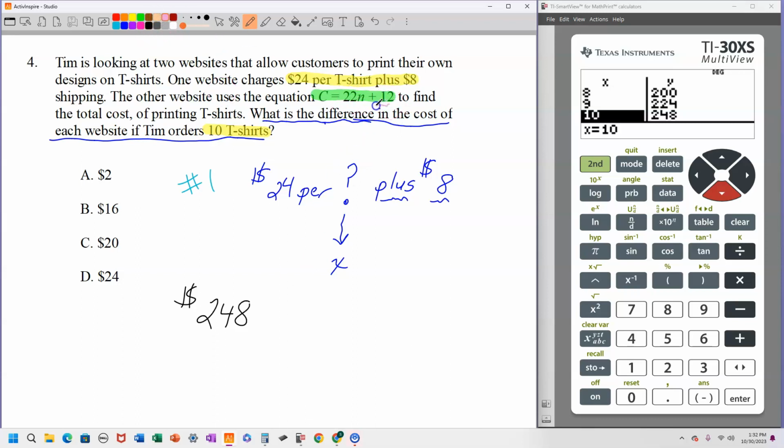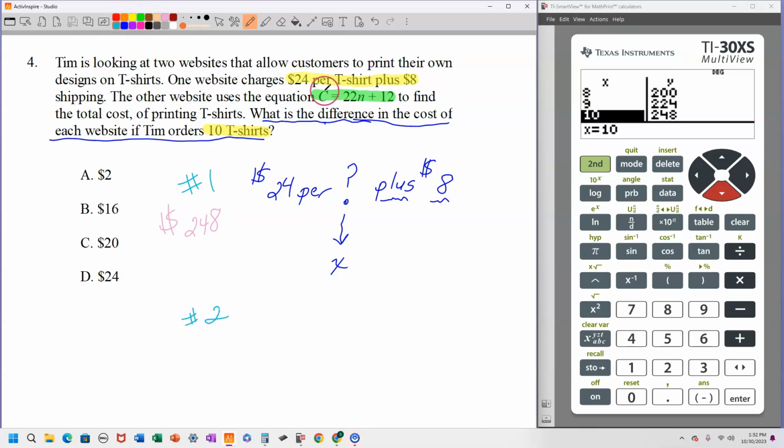Right? So here's the second website. Let me actually put this 248 down here. Website 1, let's just put 248 here. Hope you can read that. And then we'll do website 2.